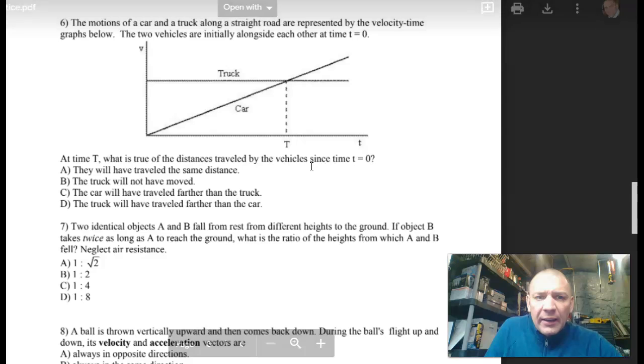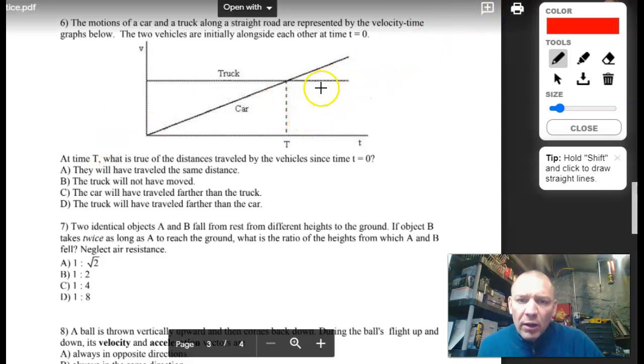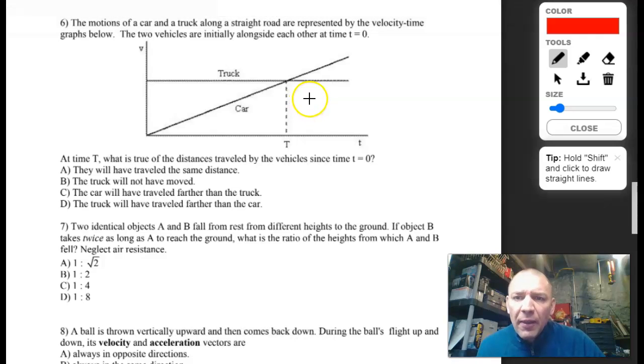All right, number 6, the motion of a car and truck along a straight road are represented by the velocity time graphs below. The two vehicles are initially alongside each other at t equals 0. So they're starting at the same position, and then the truck is moving with a constant velocity. At time t, what is true of the distances traveled by the vehicles?